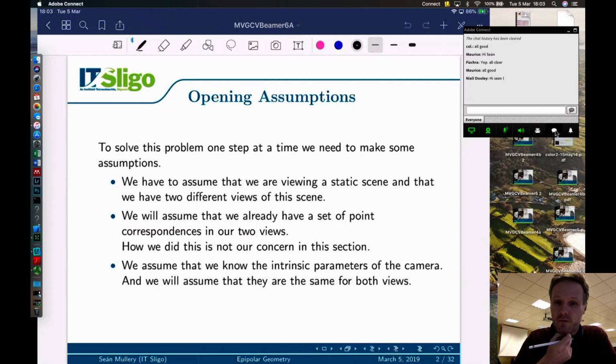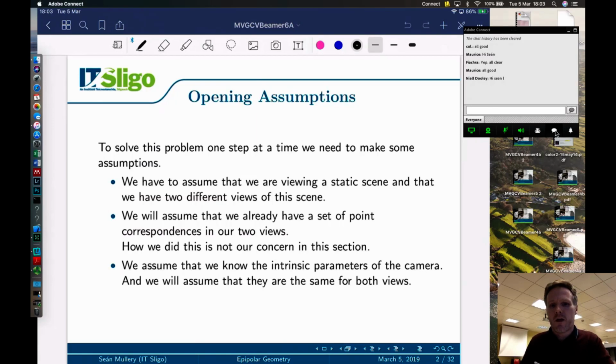So we'll assume that we already have a set of point correspondences in our 2 views. How we did this is not our concern in this section. All we're going to assume is that we have a set of point correspondences, and I'll talk later about how many of those we will have.